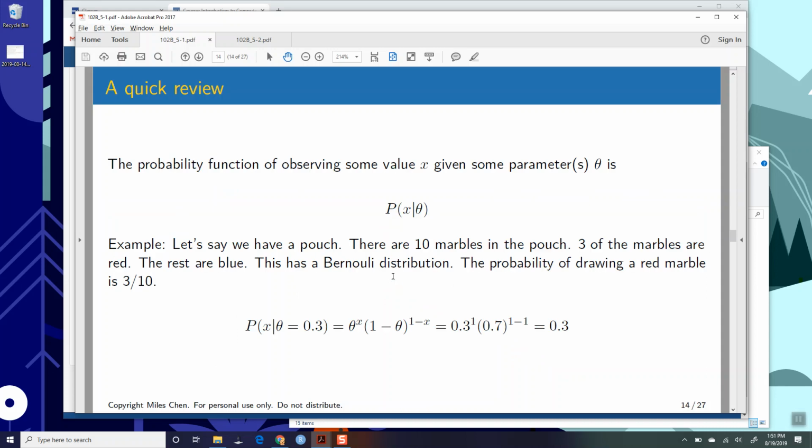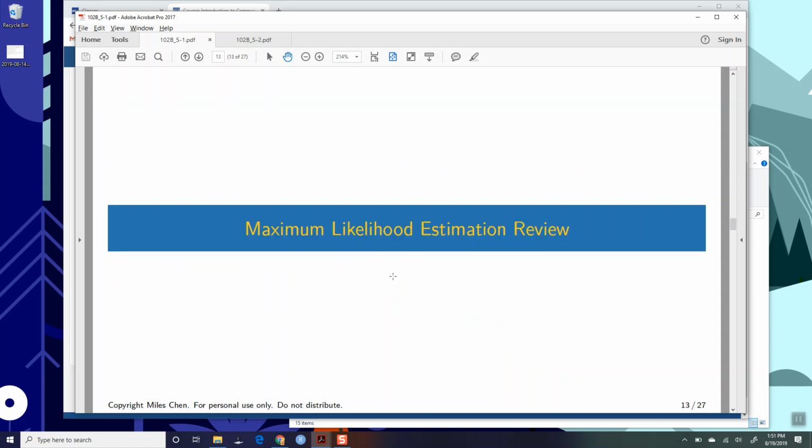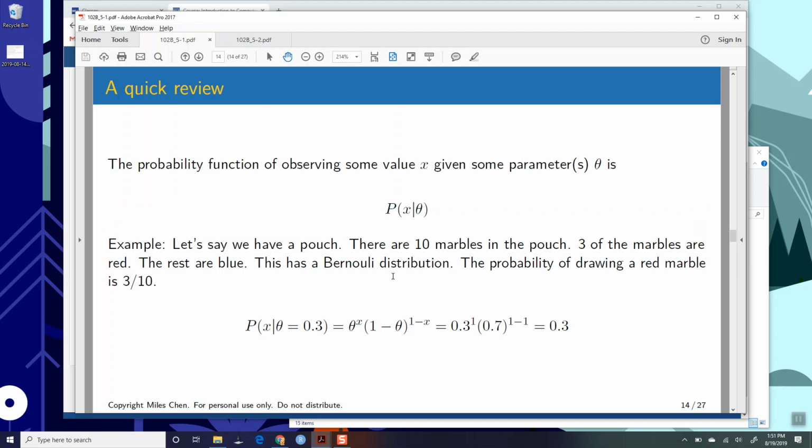So if we just want to review maximum likelihood estimation, here's my bag. The idea is you've got some kind of bag here, and inside this bag, I don't actually have marbles, but we're going to pretend that I've got 10 marbles in here. 3 of the marbles are red, the rest are blue.